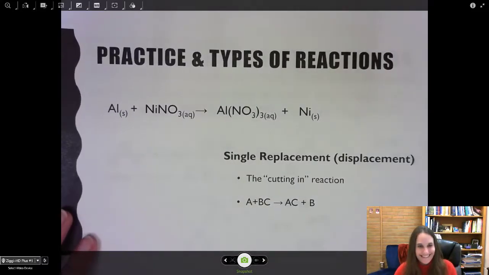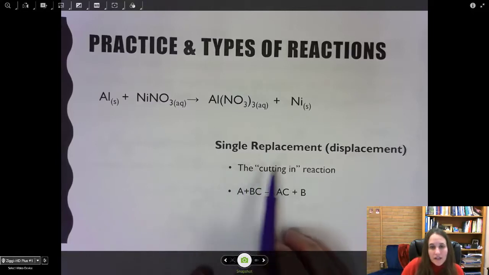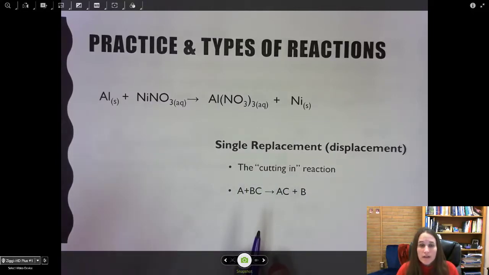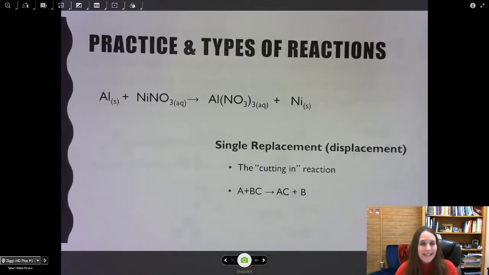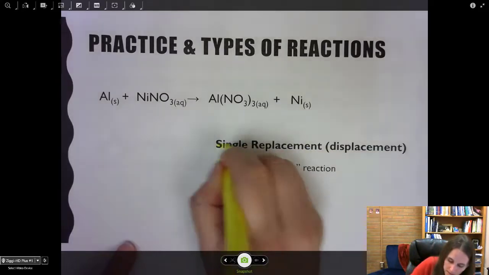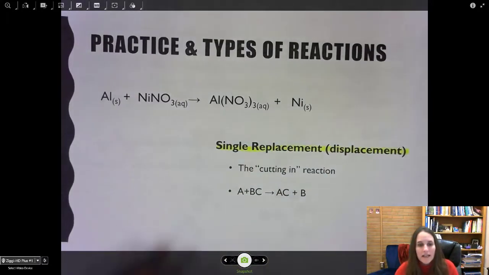Next. So this is a reaction type that you saw in the lab, and that is called a single replacement or single displacement. I tend to say single displacement. I think that's probably more along the lines of how I was taught, but I believe your book calls them single replacements. I also call them the cutting in reaction.